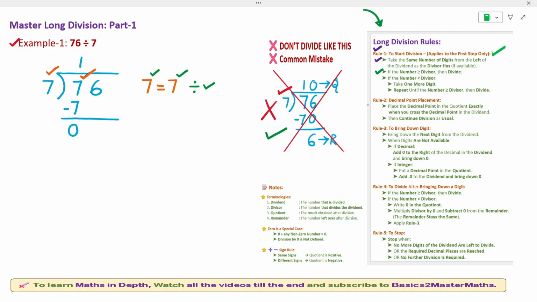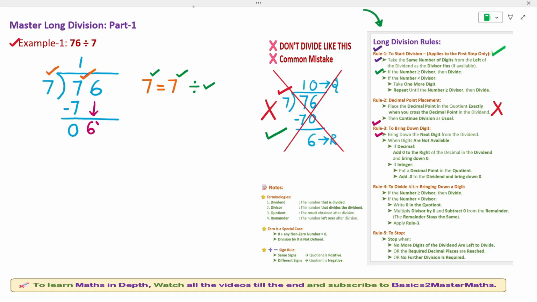In this case, rule 2 is not applicable because 76 is not a decimal. Let us apply rule 3. Bring down the next digit from the dividend. In this case, bring down 6.